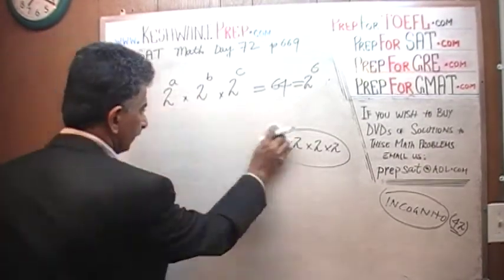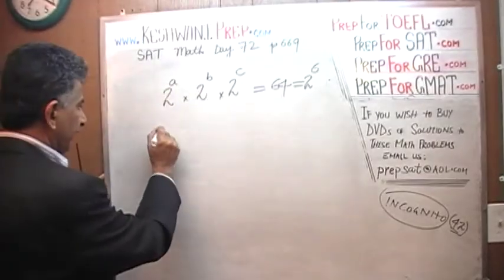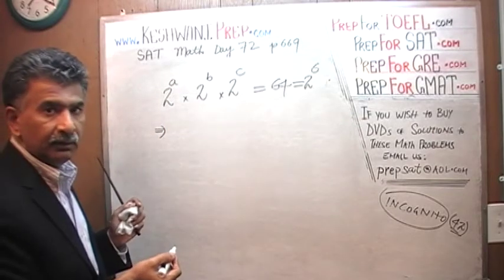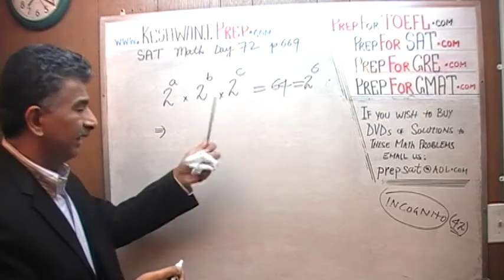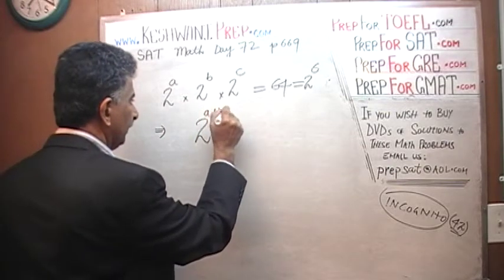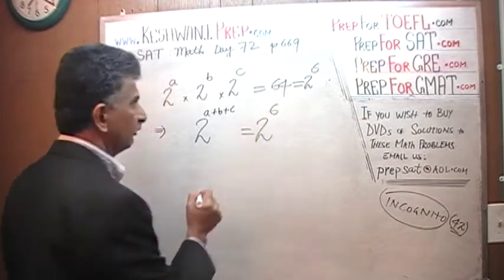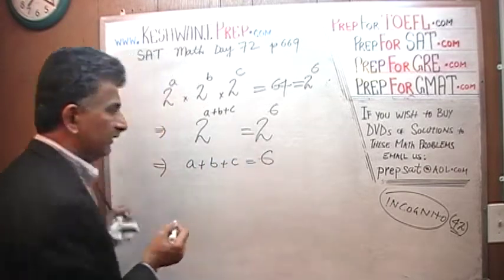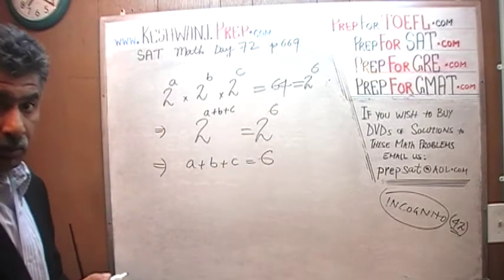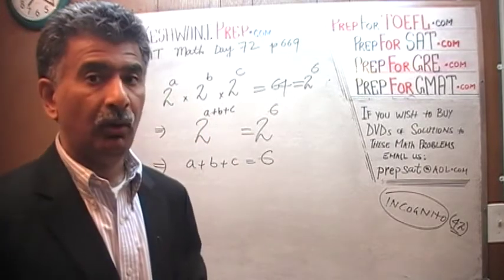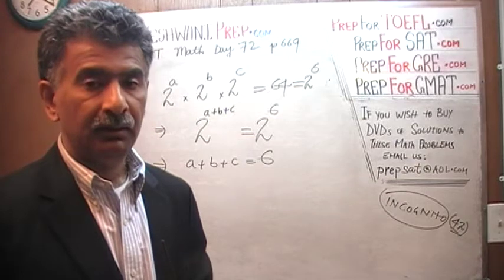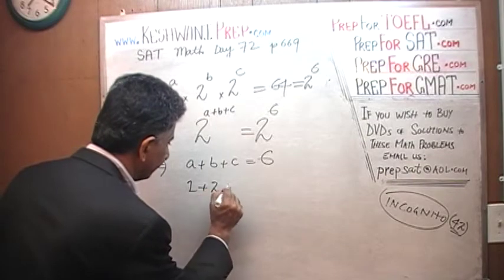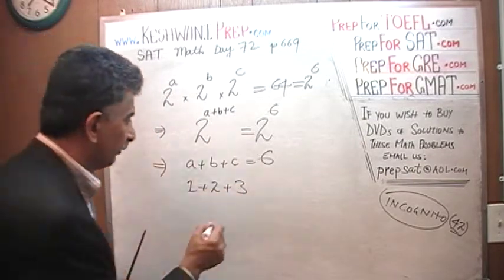Now listen, when you have numbers being multiplied with the same base, this can be written as 2 raised to a plus b plus c, which we just found out is the same as 2 raised to 6. That tells us that the sum of these three numbers, a plus b plus c, must be 6. Now, because they are positive and they all have to be different, there are very limited scenarios, which is simply 1 plus 2 plus 3. That's it. 1 plus 2 plus 3 will add up to 6.